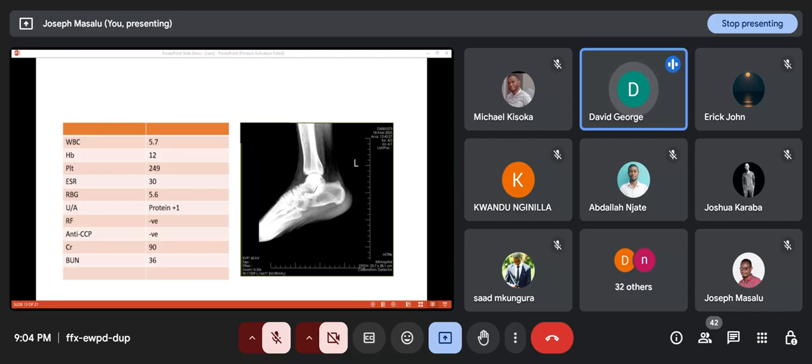So I'll just try and piece out some thoughts. We have a 47-year-old female. In the HPI, we very much thought that we were dealing with a symmetrical polyarthritis. For sure, we are dealing with an inflammatory arthritis.